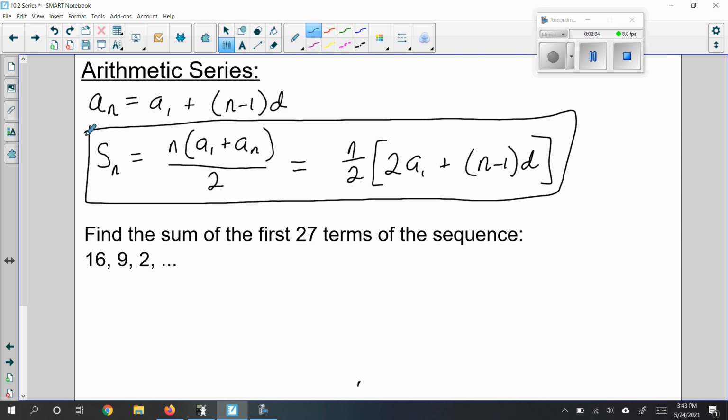Find the sum of the first 27 terms of the sequence. So first we need to find, well, what are we given? We know the first term. We know that this sequence has 27 terms, but we don't know the last term in the sum. We can, however, figure out the difference and use this second formula. So let's do it that way. So the sum, well, first let's find d. To find d, we need to take two consecutive terms and subtract them.